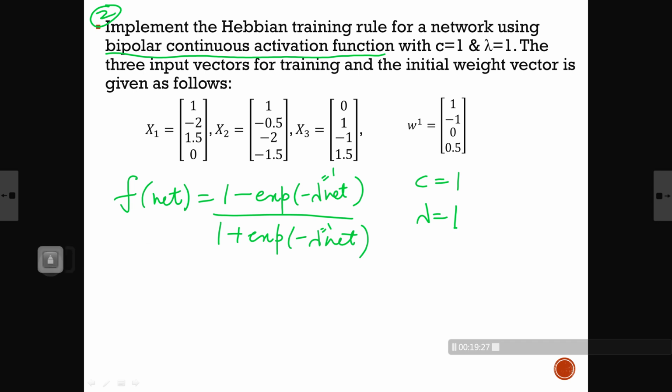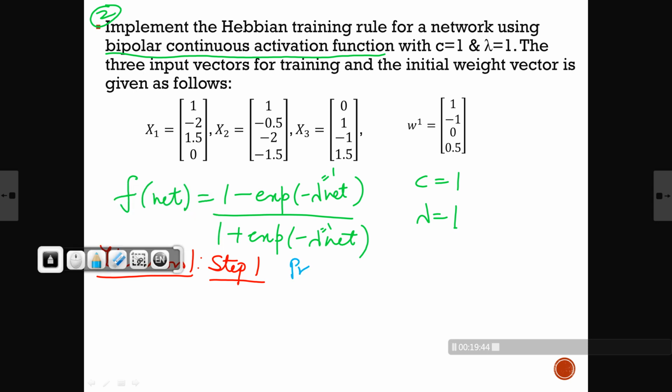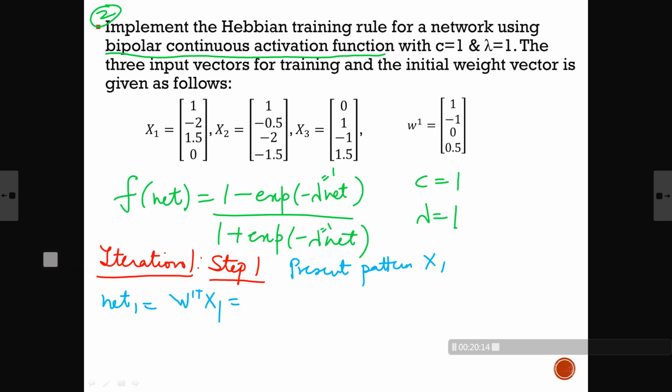The rest everything remains the same. The procedure is the same. Iteration 1, step 1. What is step 1? Present pattern x1. So when you present pattern x1, what is net 1? Net 1 is the same as what you calculated in the previous problem. Please remember, only for the first step the net 1 would be the same. Next step it may not be the same. So don't make this mistake. Calculate it again. Net 1 is equal to W1 transpose into x1, and that is the same here: 1, minus 1, 0.5, into 1, minus 2, 1.5, 0. When you get this, the answer is 3.